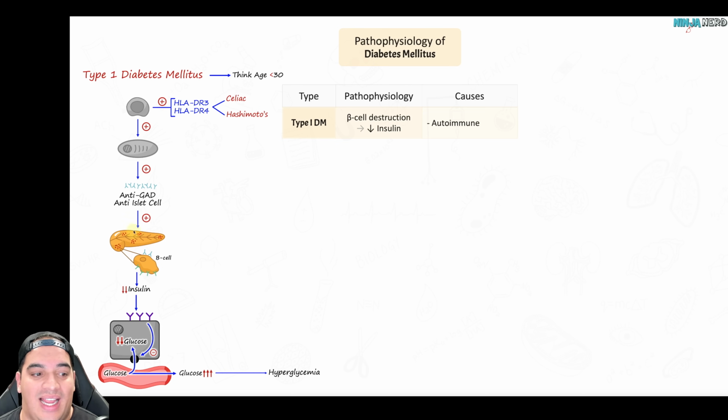So you'll produce antibodies like the anti-GAD antibodies, against a very critical enzyme within the beta cells that helps with the production of insulin, and antibodies that go against the islet cells. The islet cells of Langerhans are the cells of the pancreas responsible for producing hormones, such as the beta cells and the alpha cells. So you're going to be destroying those cells, leading to the reduction in insulin.